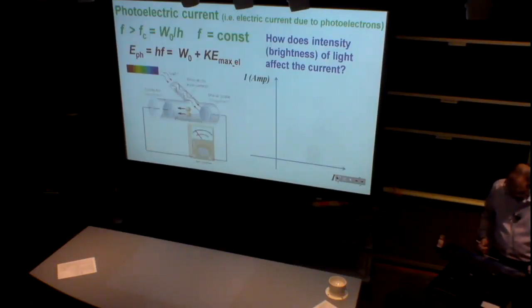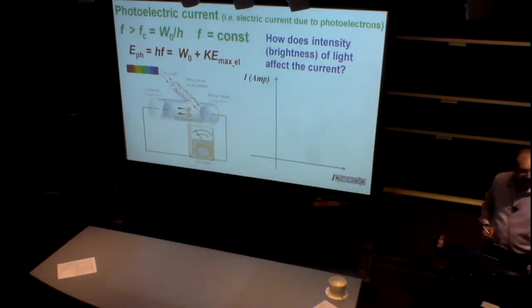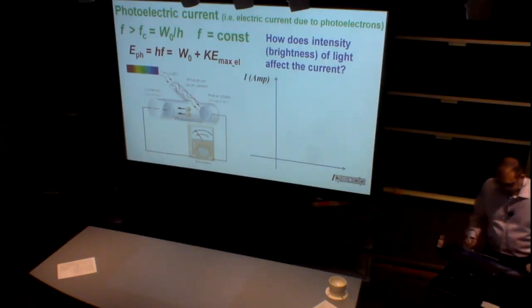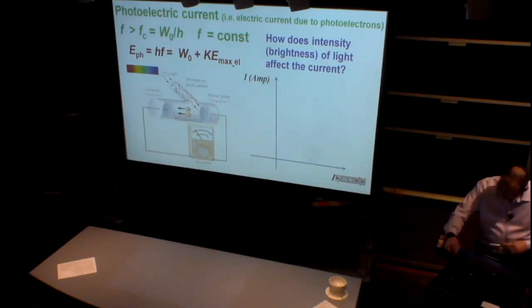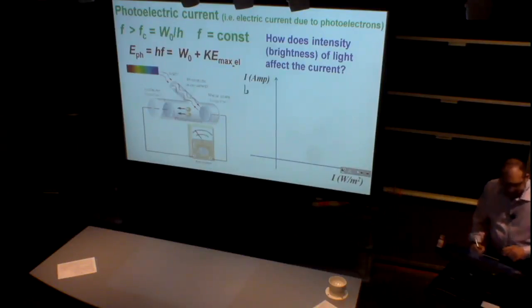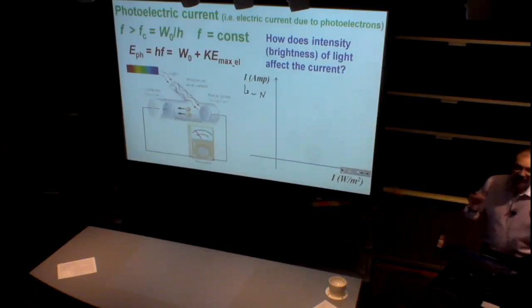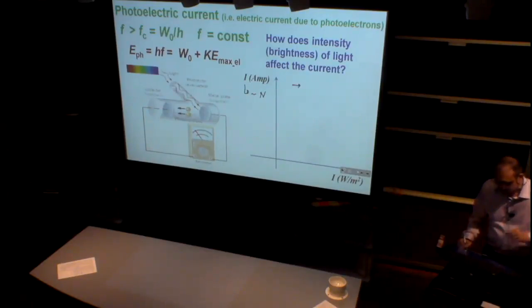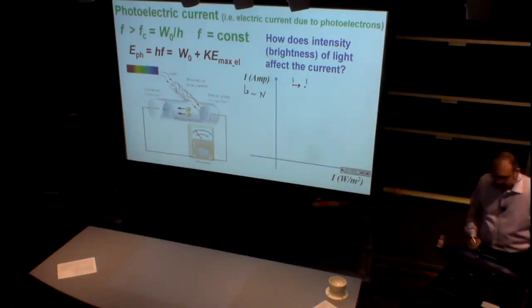Now, what else can we do? Intensity. What does intensity mean in terms of this new theory? Well, unfortunately, from historical reasons, for electric current, for intensity, people use the same letter, capital I. But intensity basically means how many photons traveling per square meter every second. So it is proportional to the number of particles. So, well, best case scenario, each photon ejects an electron, one photon, one electron. So if we increase intensity, we should increase the number of electrons, we should increase electric current, that's it.